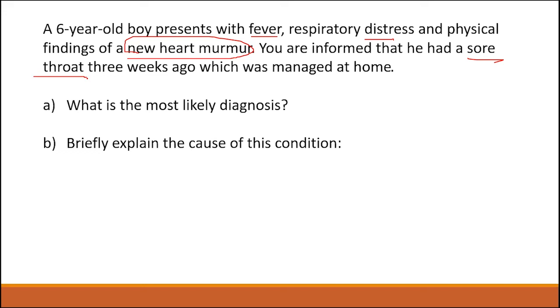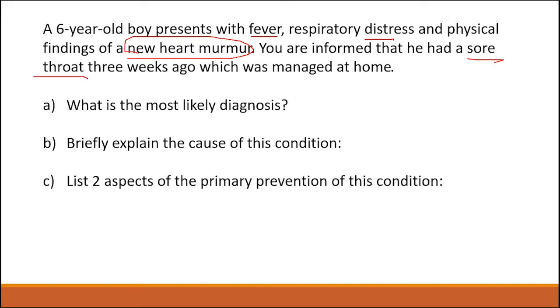As simple as ABCD. So if you don't treat tonsillitis very well, you can lead to acute heart fever, acute rheumatic fever. All right. So now list two aspects of the primary prevention of this condition.